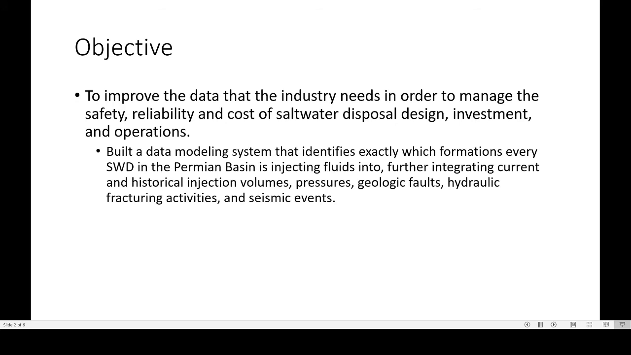The objective of the study was to improve the data that the industry needs in order to manage the safety, reliability, and cost of saltwater disposal design, investment, and operations. The company built a data modeling system that identifies exactly which formations every SWD in the Permian Basin is injecting fluids into, further integrating current and historical injection volumes, pressures, geologic faults, hydraulic fracturing activities, and seismic events.